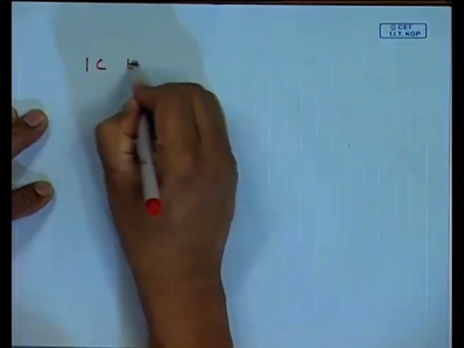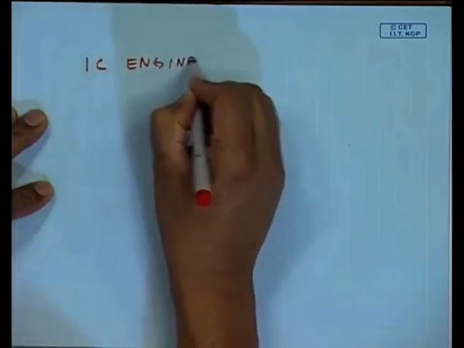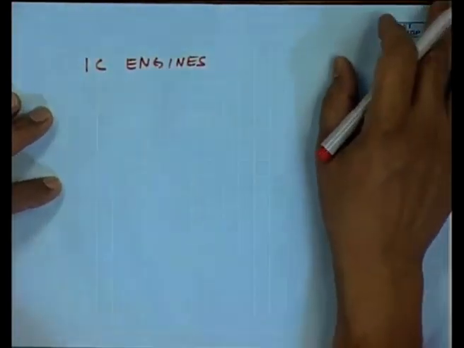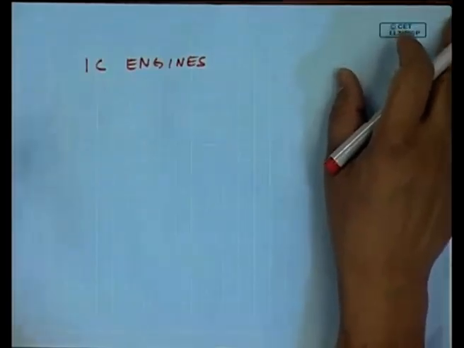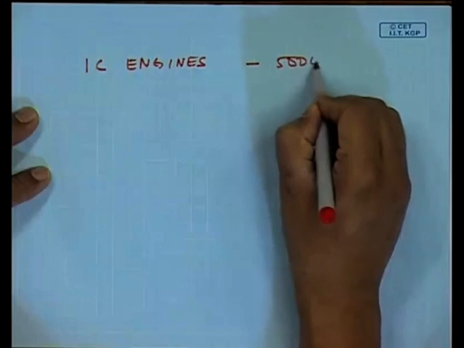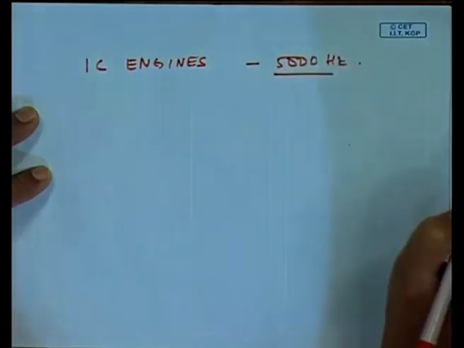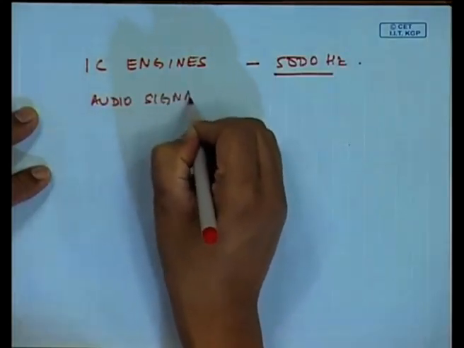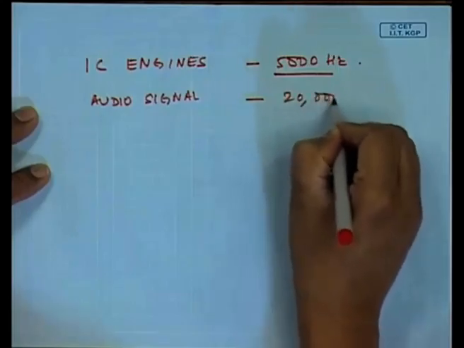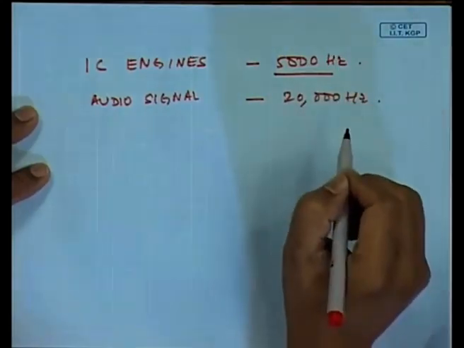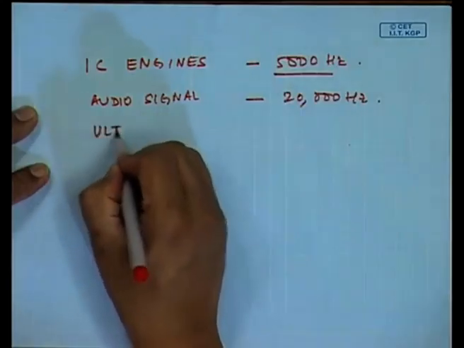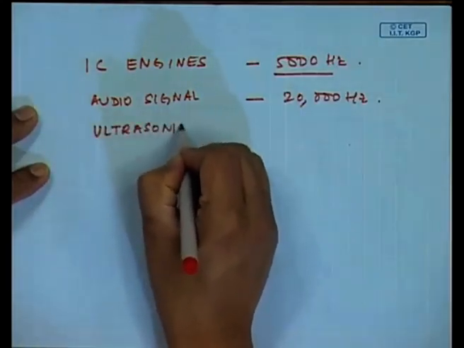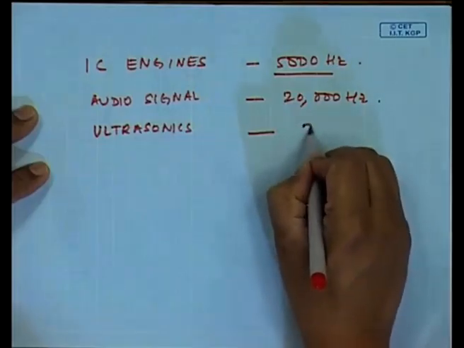For example, in IC engines, as an engineer, if we do not have an estimate of F max, we may not have a clue as to what sampling frequency I should select in my A to D card. In IC engines, we are good enough if the maximum frequencies are up to 5000 hertz. If I want to analyze any audio signals, it will be up to 20,000 hertz. If I want to analyze any ultrasonics for machines, they can go up to 1 to 2 megahertz.